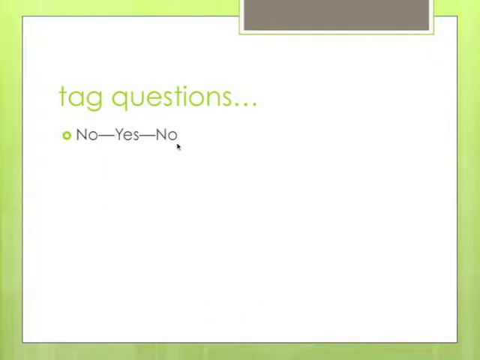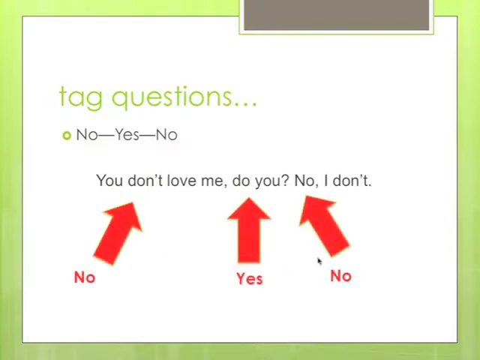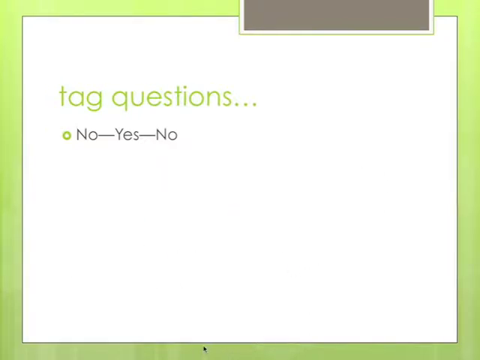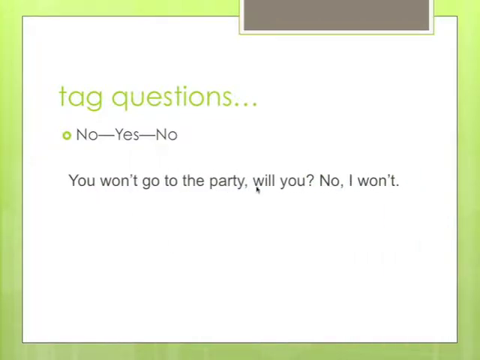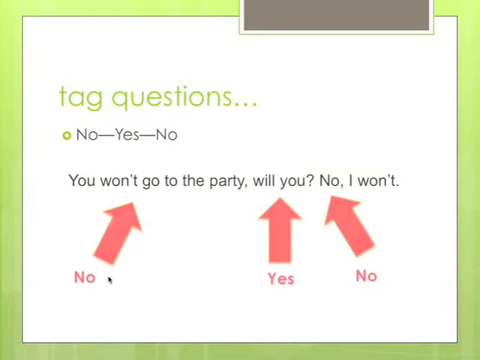Now let's say you want a no answer. Then the pattern you want to keep in mind is no, yes, no. For instance, you don't love me, do you? No, I don't. Here is no, yes, no. And again, one more time. You won't go to the party, will you? No, I won't. Again, that's no, yes, no.